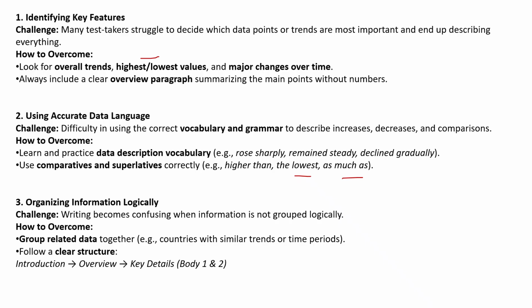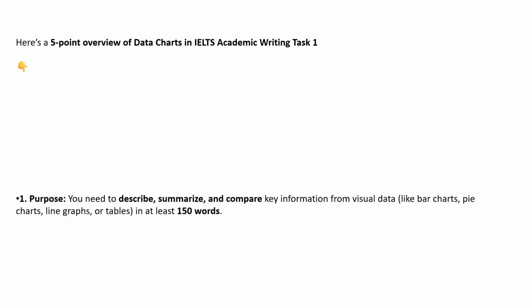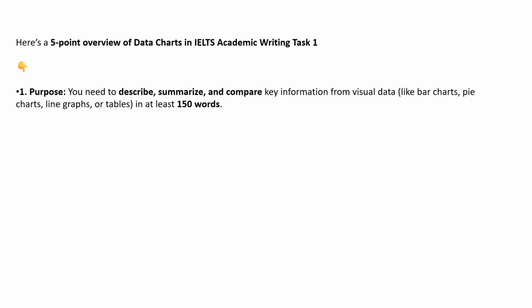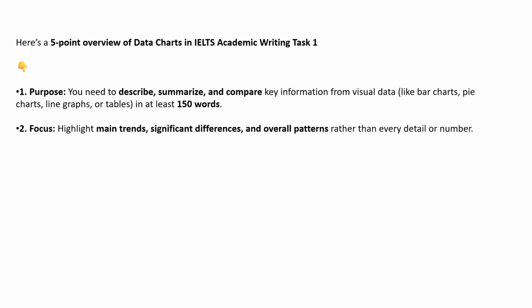Okay, in order to write a description for the high band score, 5 points very quickly you should remember. Number one, you need to understand the purpose. You need to describe, summarize, and compare key information from visual data like bar charts, pie, line, or tables in at least 150 words. It should not go beyond 200 words. You should focus on the main trends, significant differences when it happens, and overall patterns.